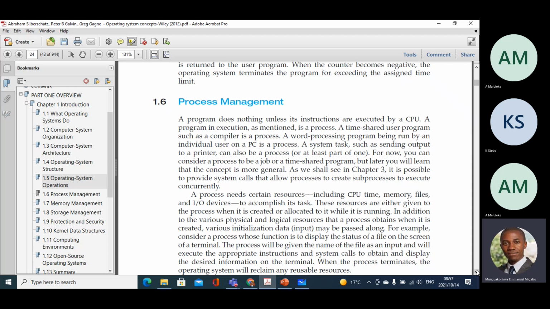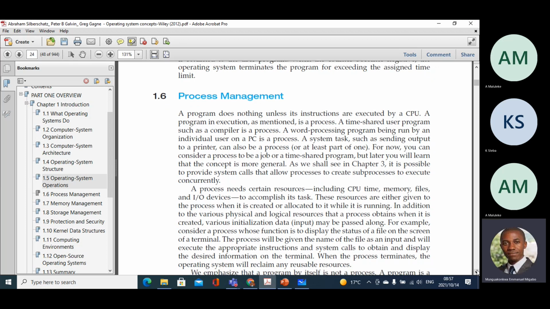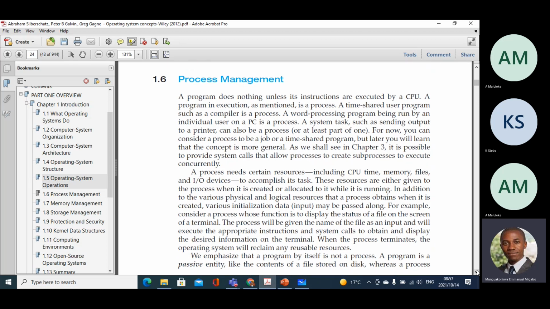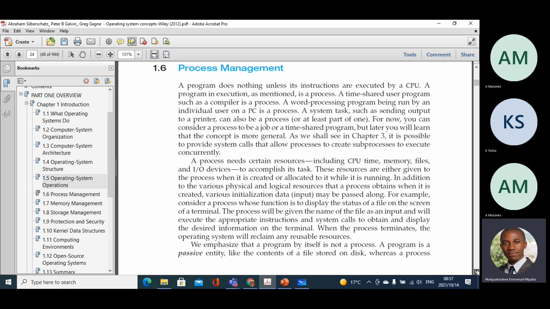Hence, the name of the file is passed to it as an input. Then it executes the appropriate instructions and system calls, both instructions and system calls, in order to obtain and display the desired information on the terminal. When the process terminates, the operating system will reclaim any reusable resources, meaning out of the resources that the process was occupying when executing, when it dies, the operating system takes back those resources in order to reallocate them to other processes.